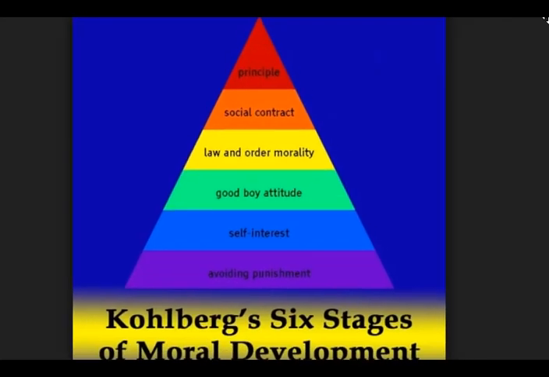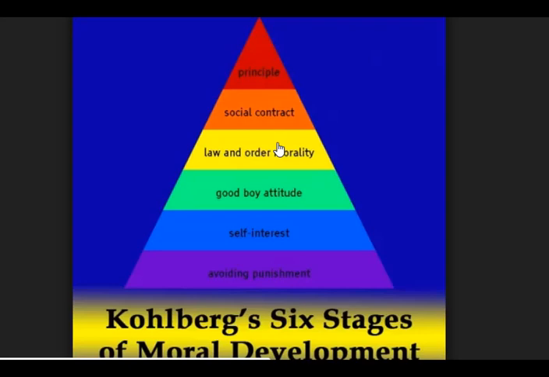And this is also a different representation of the same idea, starting with avoiding punishment as a little kid, self-interest, the good boy attitude. And then when the child gets to be 11, 12, 13, the child can start to understand the idea of law and order morality, where society needs to establish these rules in order to protect people, or in order to enforce whatever it thinks it needs to enforce.